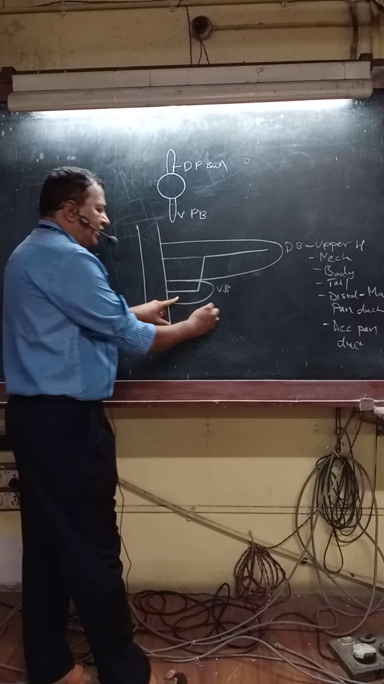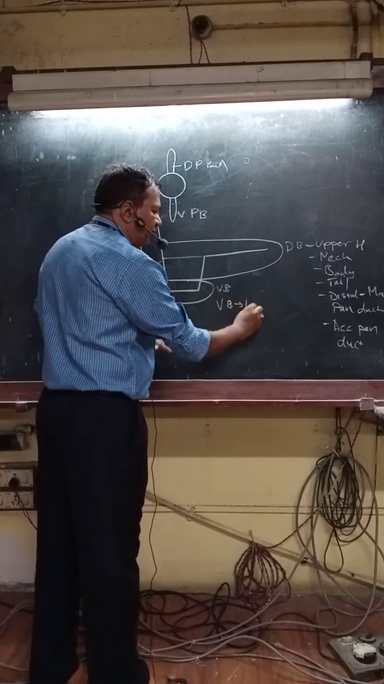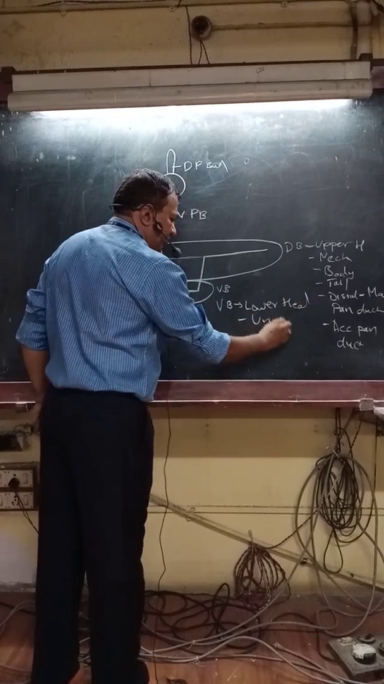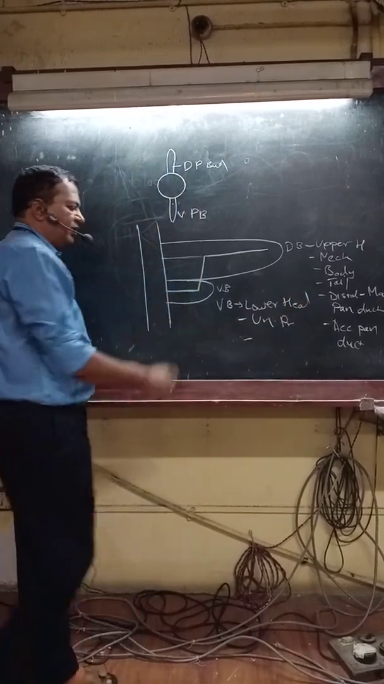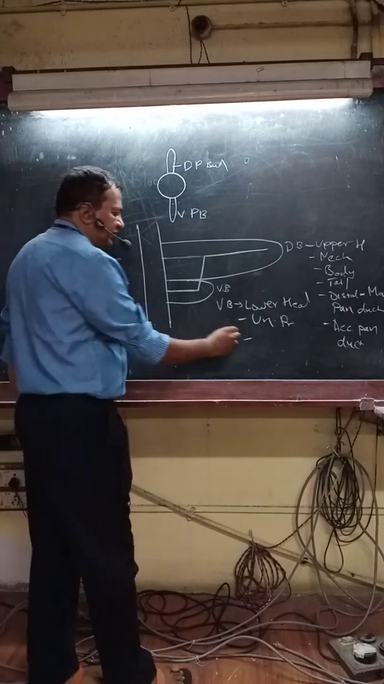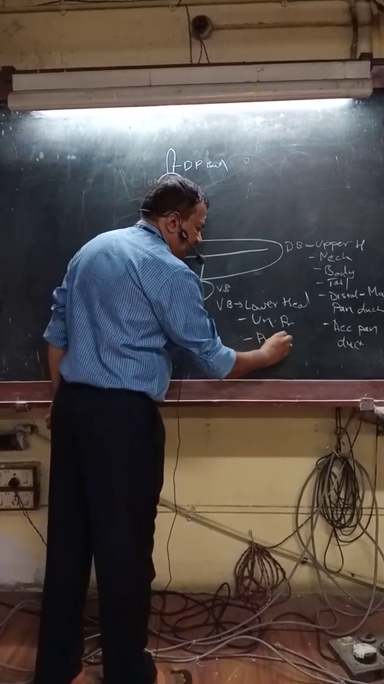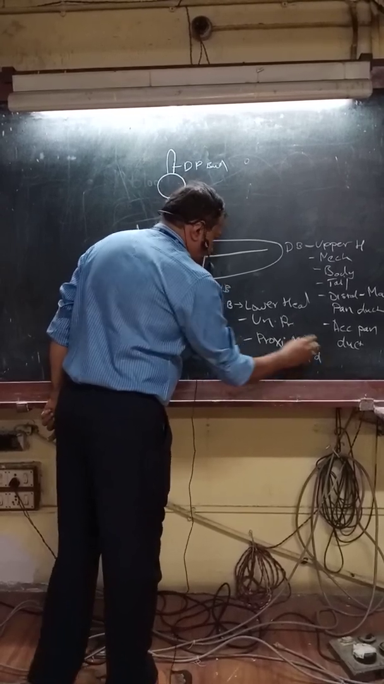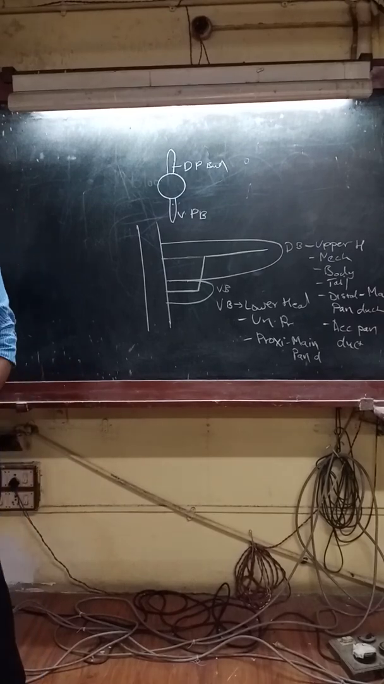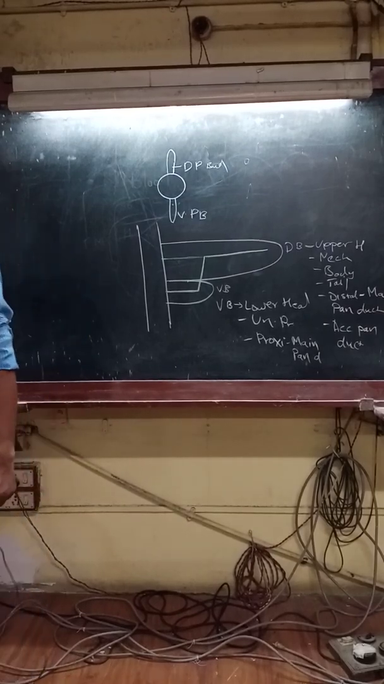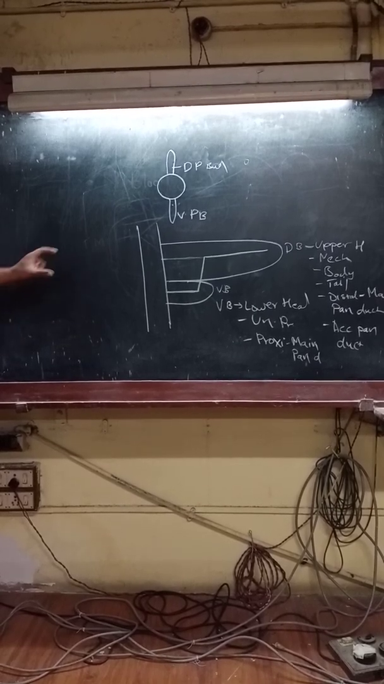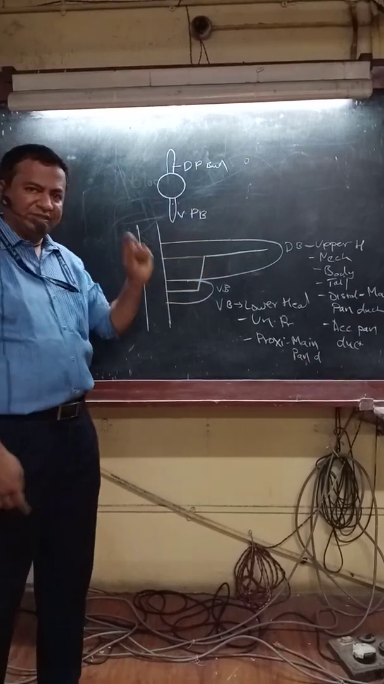What does the ventral bud form? Ventral bud forms lower part of the head, uncinate process, proximal part of the main pancreatic duct. That is the structures developed from the ventral part. Is it clear? Pancreas developed from two buds, ventral and dorsal. And I have written down for you what all parts develop from the dorsal bud, what all parts develop from the ventral bud.